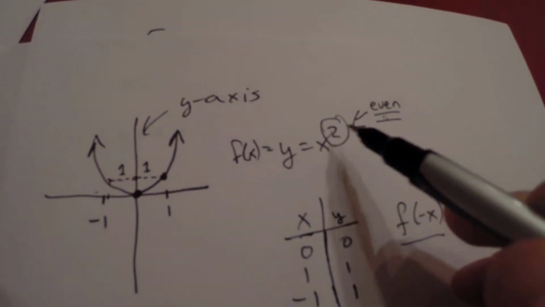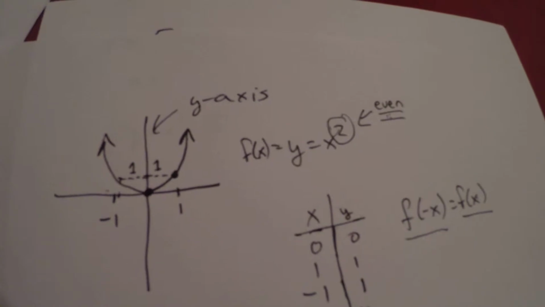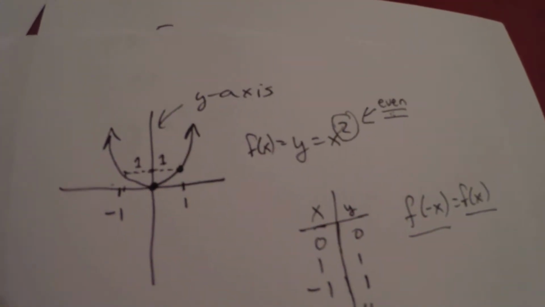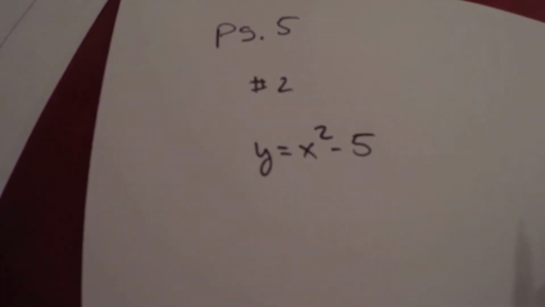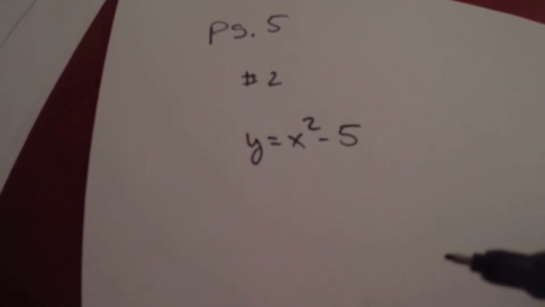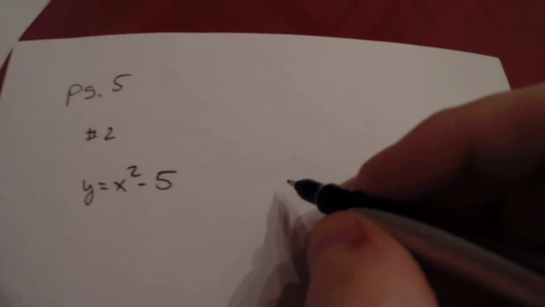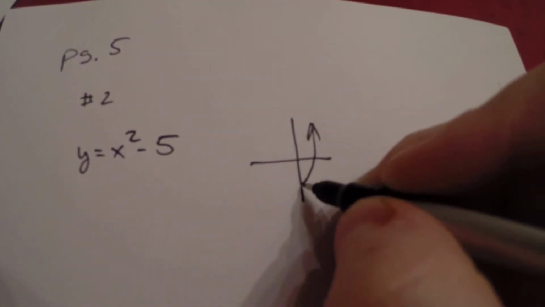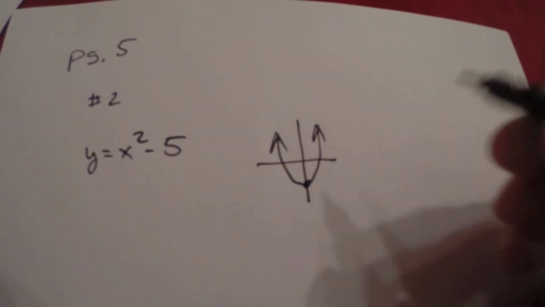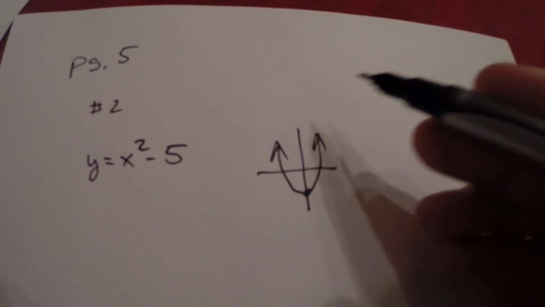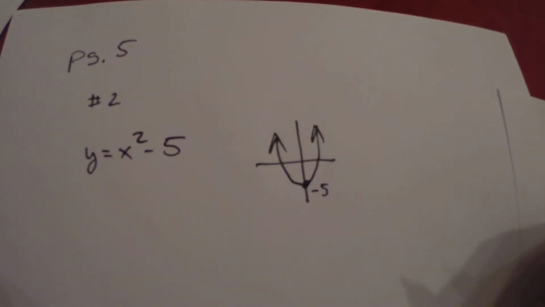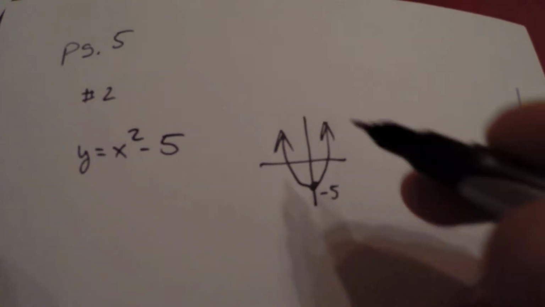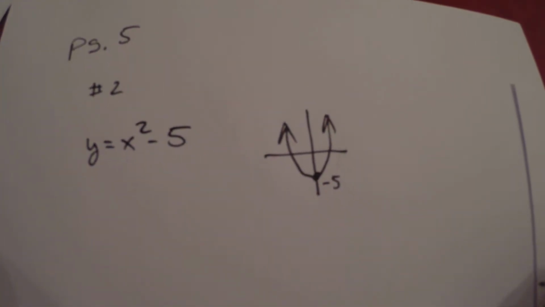Now, what did I say earlier? I said if it's even, you can basically automatically deduce that it's going to be symmetrical with the y-axis. So when I see this, I already know that it's symmetrical with the y-axis. In fact, if you drew a picture of it, the negative 5 means the function drops to negative 5. It's a vertical translation down 5. So that clearly is symmetrical with the y-axis.